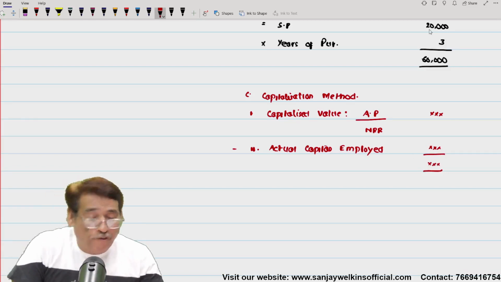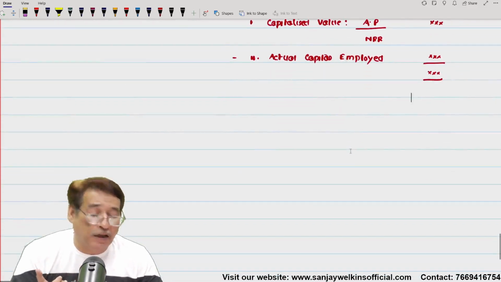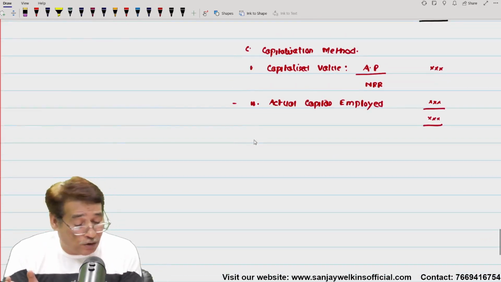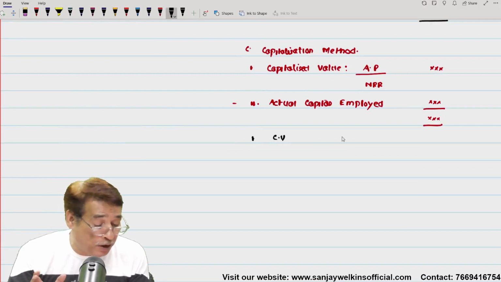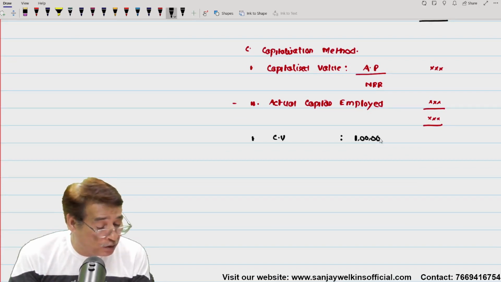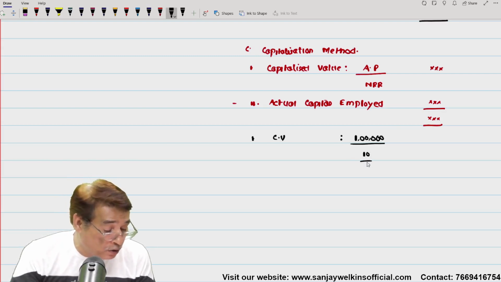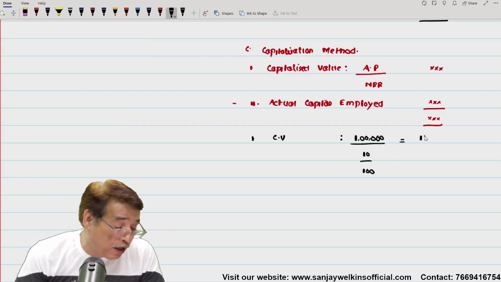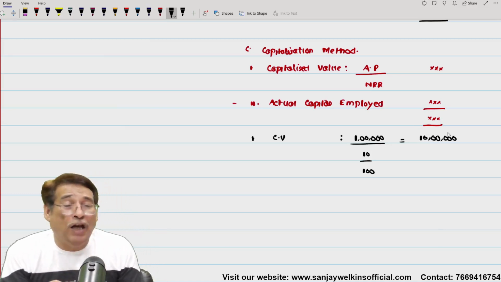For example, if I take this case and compute the amount of goodwill on a capitalization basis, how would I compute it? First of all, I compute the capitalized value. I will let you know what it is in a short while. As we saw, our actual profits were 1 lakh in the previous example, and the normal rate of return is 10%, so 10 by 100. If I solve it, my capitalized value will be equal to 10 lakh.